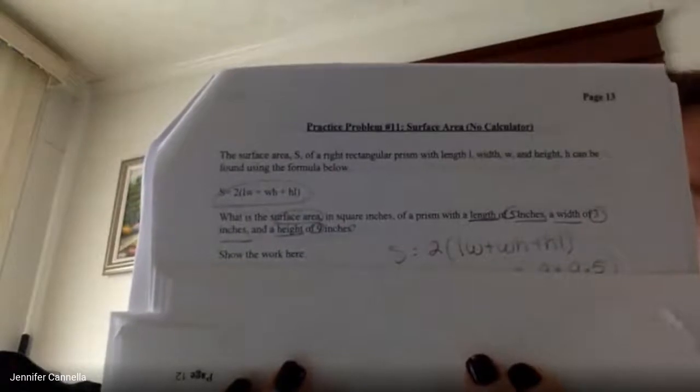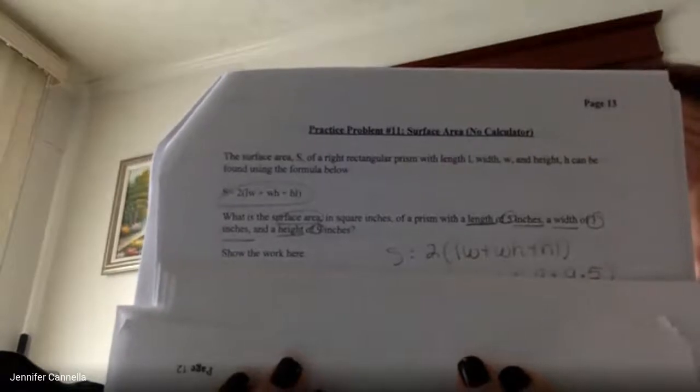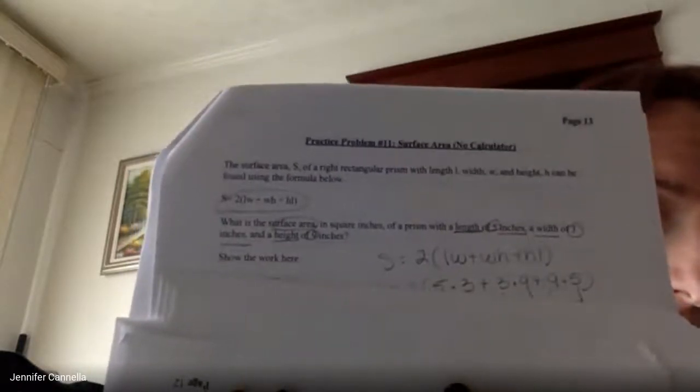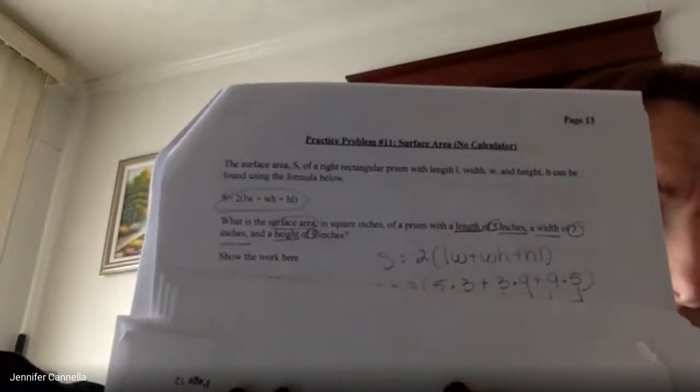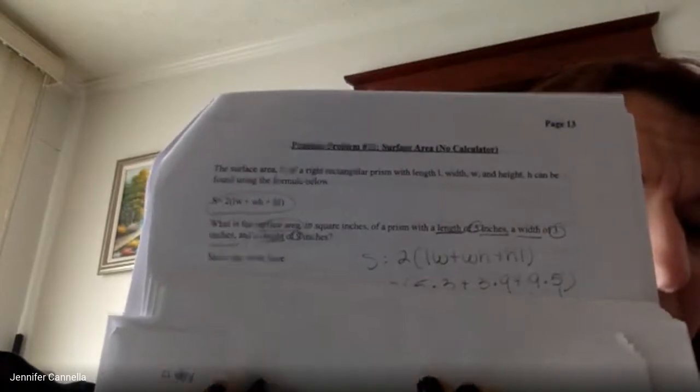So now, I got to write down the surface area formula. The surface area formula says S equals 2 parentheses LW plus WH plus HL. So the first line of your paper, whether you're writing it on the packet or loose leaf, will look like this. S equals 2 parentheses LW plus WH plus HL. Now, I'm going to substitute the numbers in the correct spot. The length is going to be 5 times 3, which is the width. 3 for the width, 9 for the height. And the height is 9 and the length is 5.